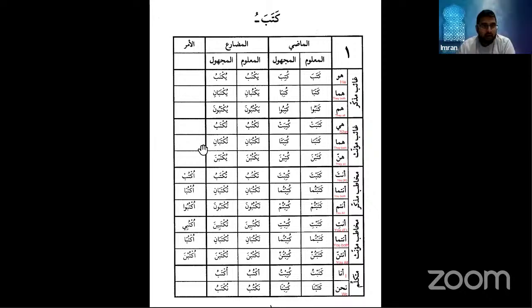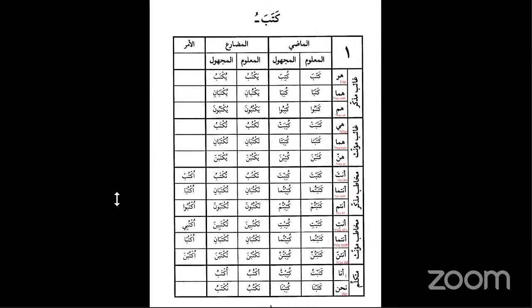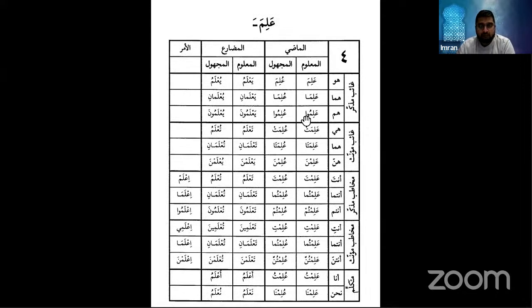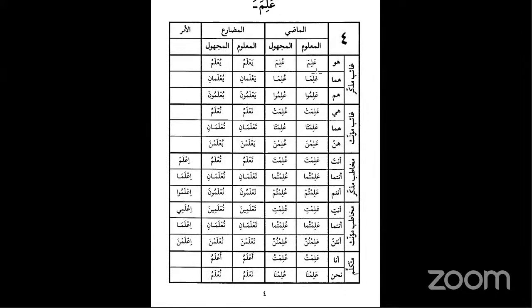Right. Next person I would like is Sukaina. Sister Sukaina Karam Ali. Are you there? Yes. Assalamu alaikum. Alaikum assalam. Sister Sukaina, I want you to do the verb alima. Okay. Alima means he knew.